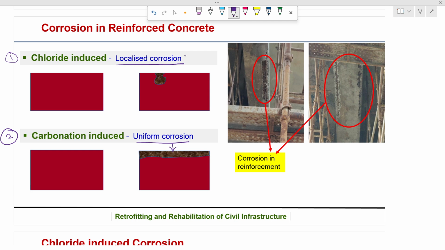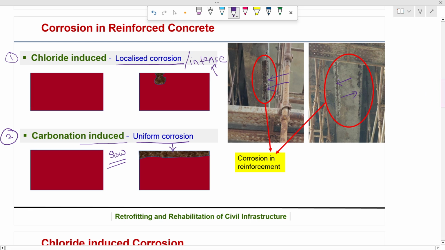One more thing about chloride induced corrosion is that it is very intense. Intense means the rate of corrosion is higher in chloride induced corrosion, whereas in carbonation induced corrosion the rate is slower, comparatively. These are the two types we are going to see in the next slide. Here I have shown you the reinforcement which is corroded.